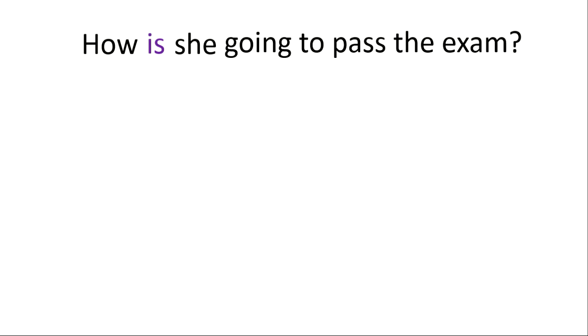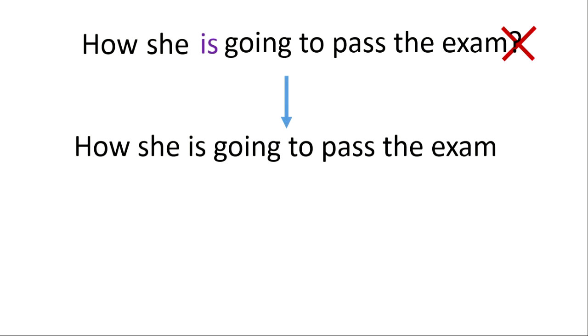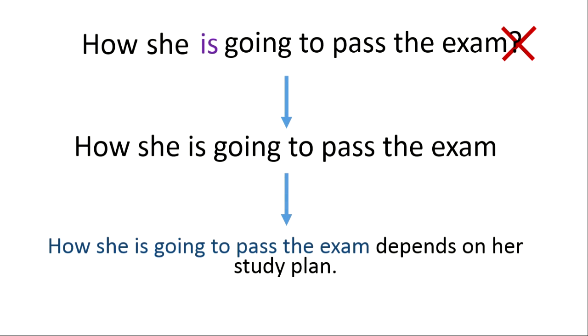Here is one example. How is she going to pass the exam? As you can see, is appears before the subject, she. And this is a question. What are we going to do here? It's very simple. First, we get rid of the question mark and we swap she and is. And then we end up with this noun clause, how she's going to pass the exam. And this is the final noun clause used as the subject of the new sentence. How she is going to pass the exam depends on her study plan.